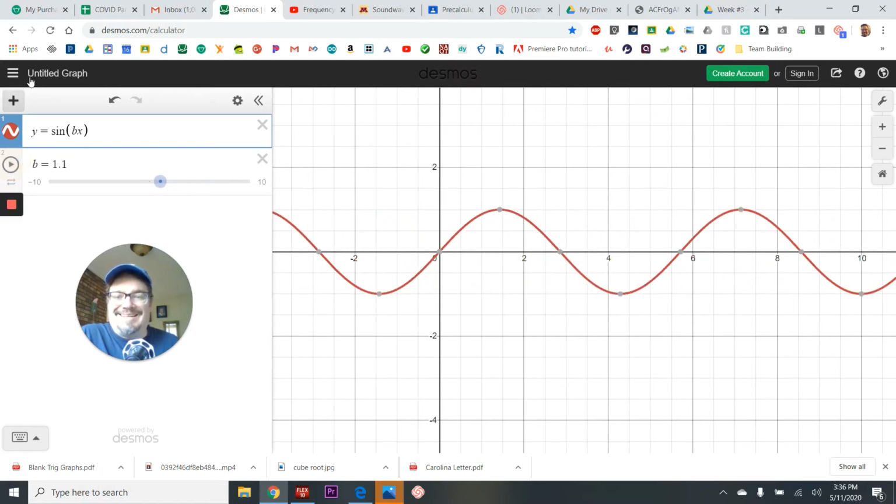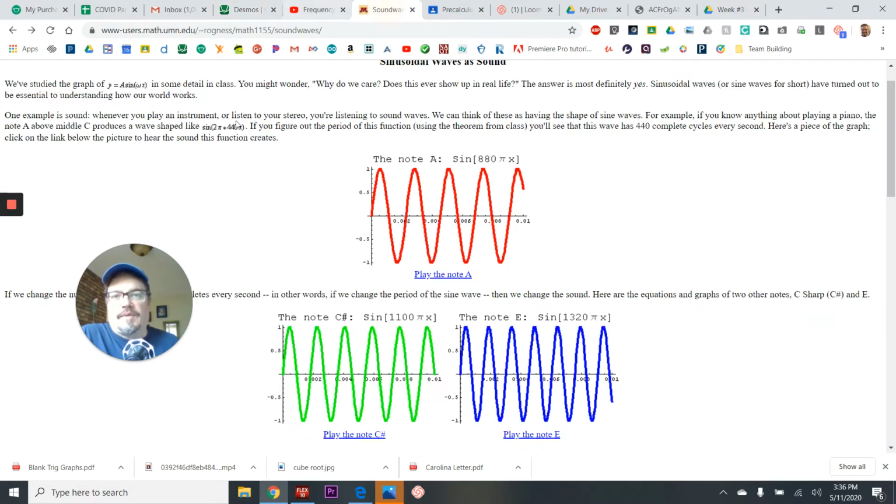All right, now what does that mean in science? Well, if we were to look at sound, here's a website that has the note A here. You can see that we've got sine of b times x. Now this b is on the inside of the function, so it's tucked right into x. It's going to multiply them. And this b is a fancy 880 pi. And you can see here that these are all decimals.